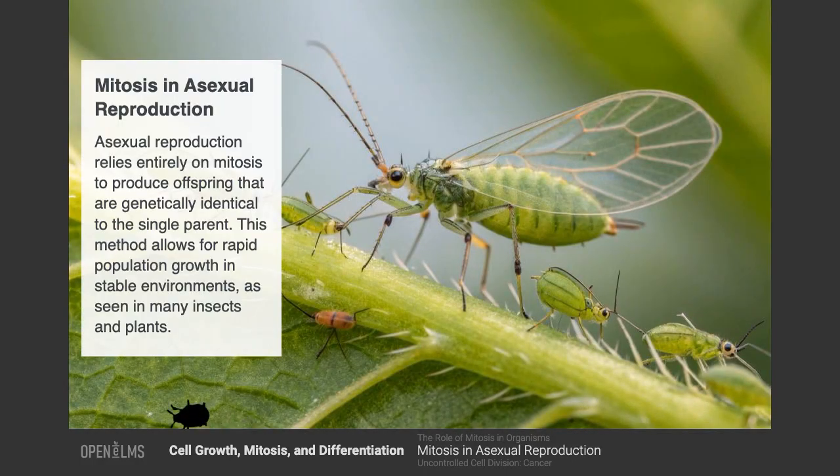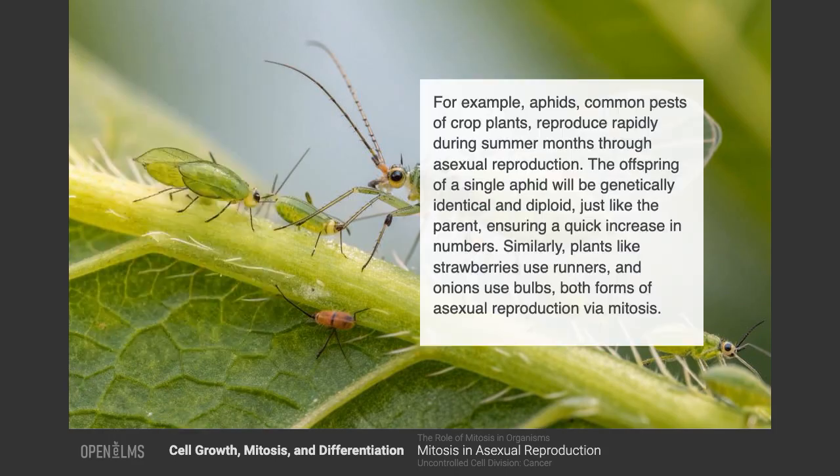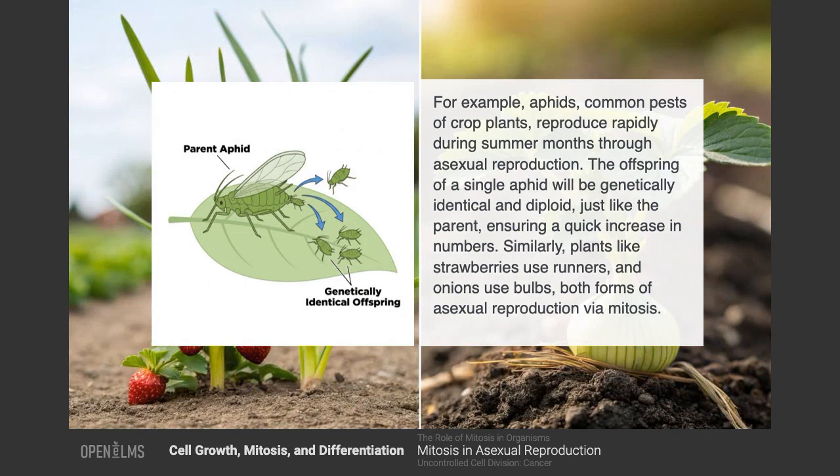Mitosis in asexual reproduction. Asexual reproduction relies entirely on mitosis to produce offspring that are genetically identical to the single parent. This method allows for rapid population growth in stable environments, as seen in many insects and plants. For example, aphids, common pests of crop plants, reproduce rapidly during summer months through asexual reproduction. The offspring of a single aphid will be genetically identical and diploid, just like the parent, ensuring a quick increase in numbers. Similarly, plants like strawberries use runners, and onions use bulbs, both forms of asexual reproduction via mitosis.